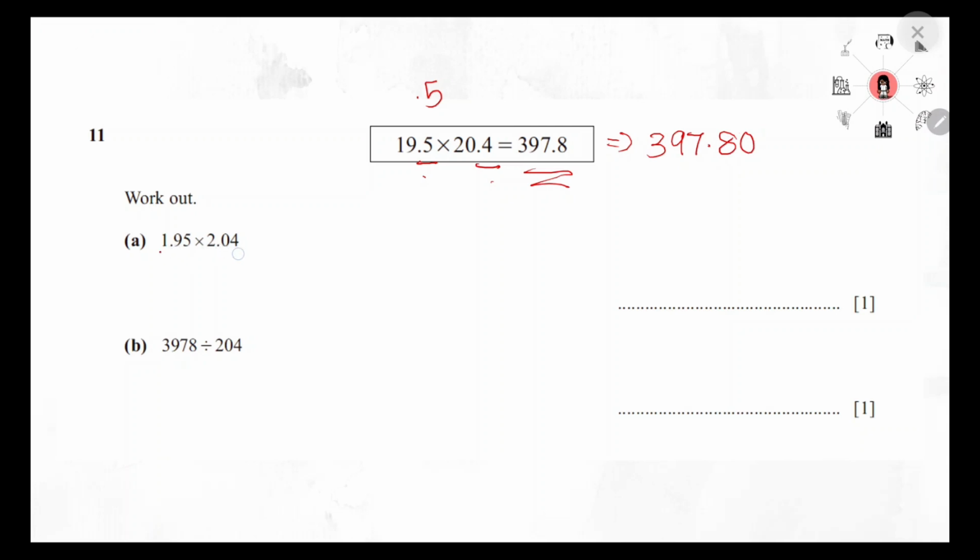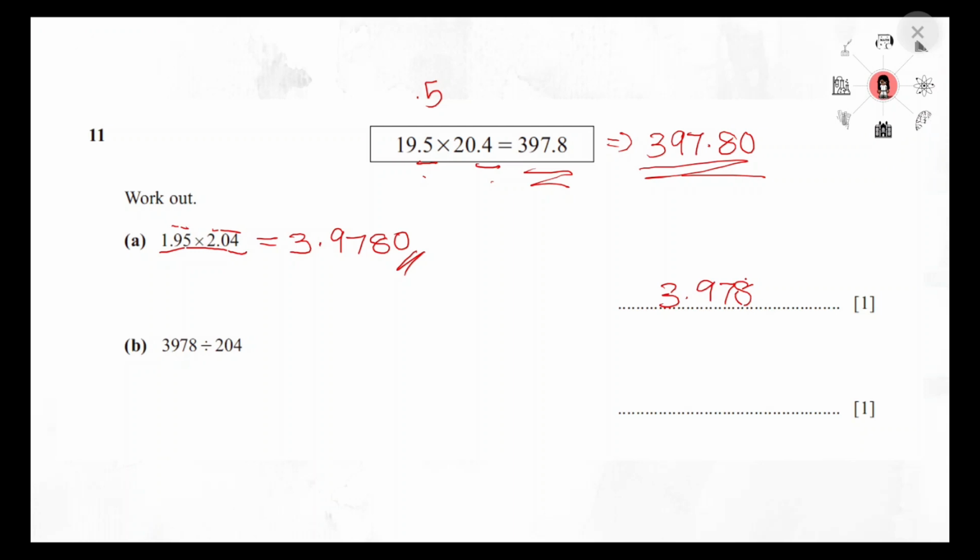Over here in 1.95 into 2.04, there are 2 decimal points for each of the numbers. So the answer should have 4 decimal points. So we convert 397.80 to a number which has 4 decimal points, which is 3.9780. We can cut out the 0 and write 3.978 as the answer.